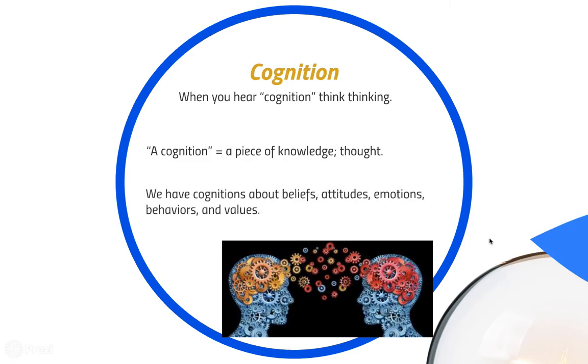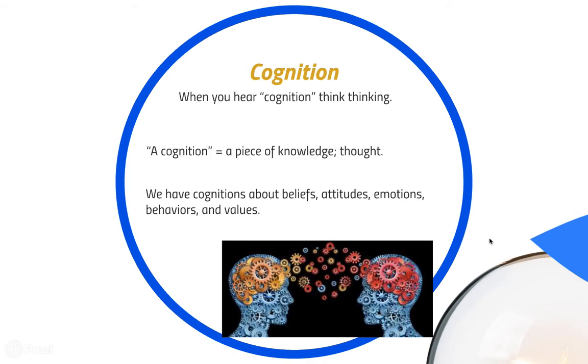We have cognitions about beliefs. We have cognitions or thoughts about our attitudes. We think about our emotions. We think about our behaviors. We think about our values. All of these things are kinds of cognitions. We have thoughts about all kinds of things.